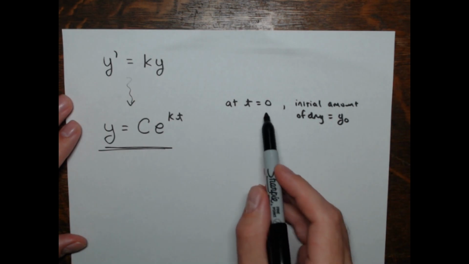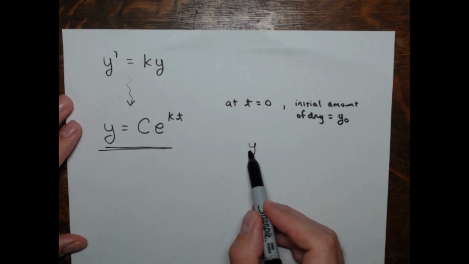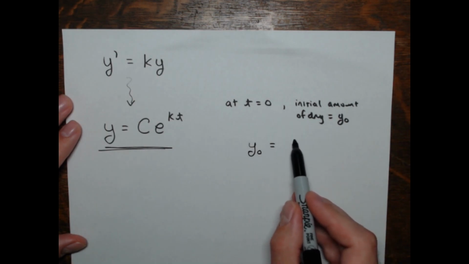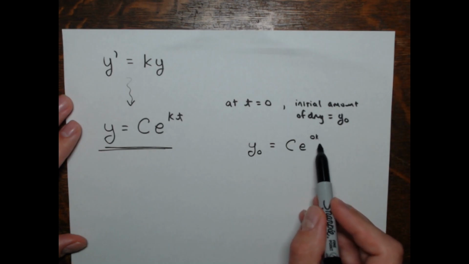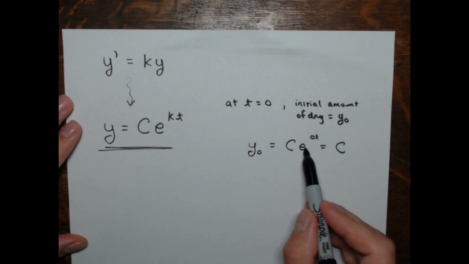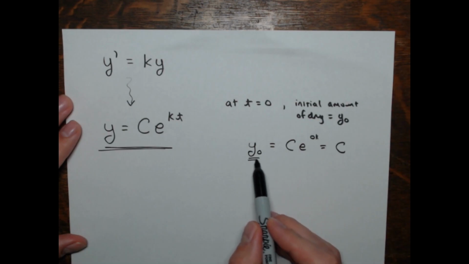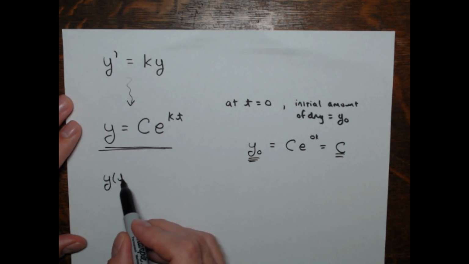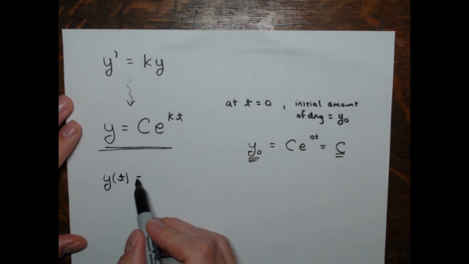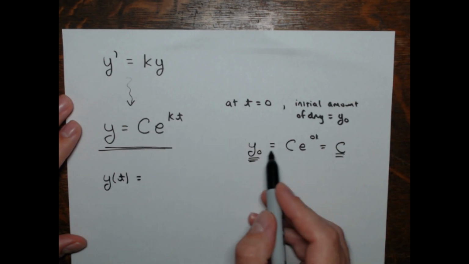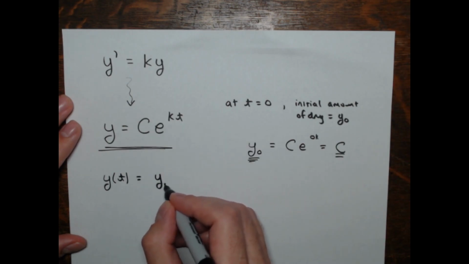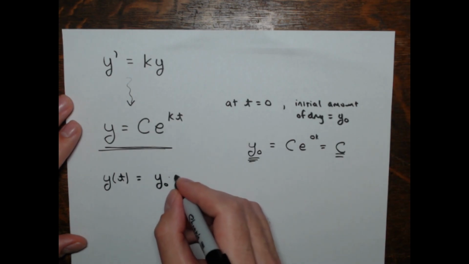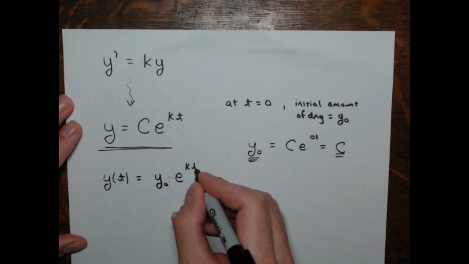So that's why I'm calling this initial amount of the drug the initial dose y sub 0. Well, look at this. You have y sub 0 on the left equals c times e to the 0k on the right. That would just be c, right, because e to the 0 is 1. So the value of c is the initial dose. So y of t equals, and then c is the initial dose, y sub 0, times e to the kt.